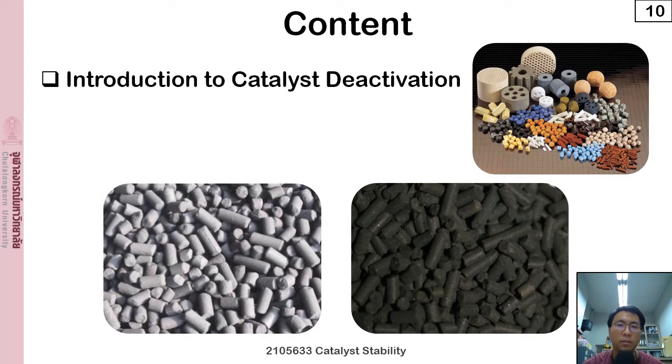So we're going to talk first about the main idea of catalyst deactivation. As you can see on your right is the industrial catalyst, which is extruded and synthesized to be in a form that can be packed in the reactor, the industrial size reactor. And here on your bottom left is the fresh catalyst, and on the right is the spent one.